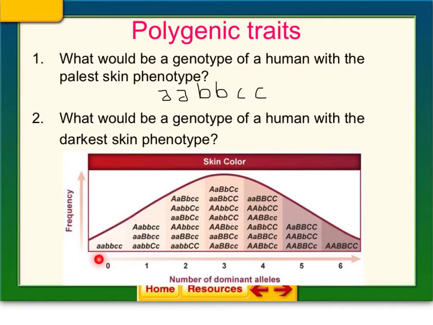Okay, question number 2: what would be the genotype of a human with the darkest skin phenotype? Again, we look at our bell curve, and you can see the pigment as it gets darker has more dominant alleles. So this would be our darkest skin pigment phenotype.